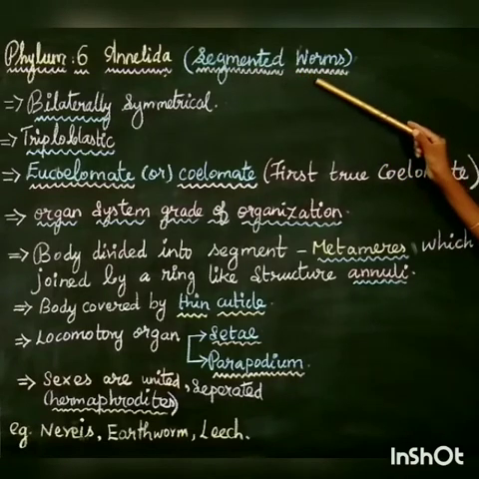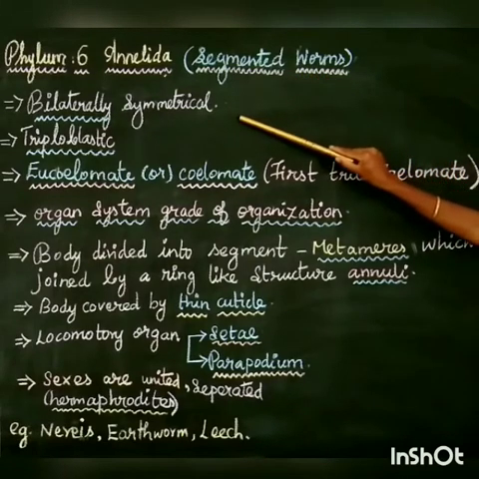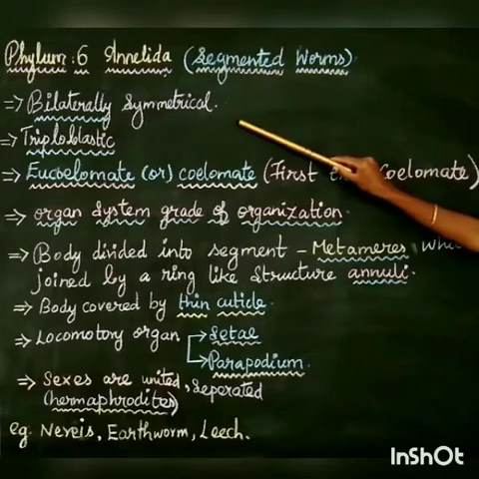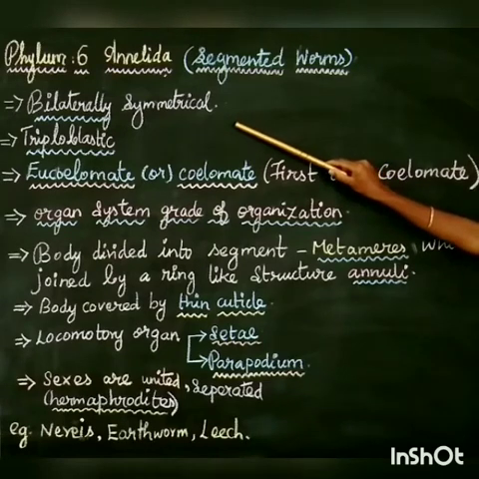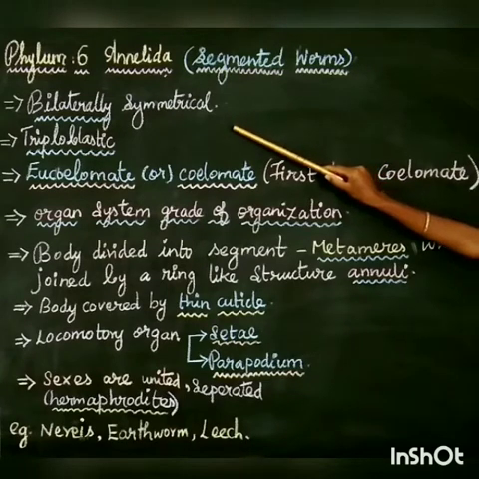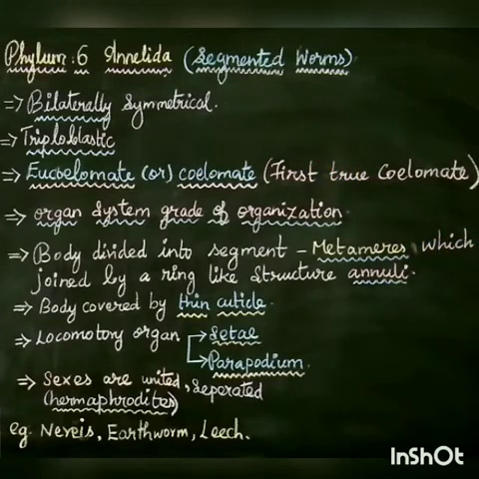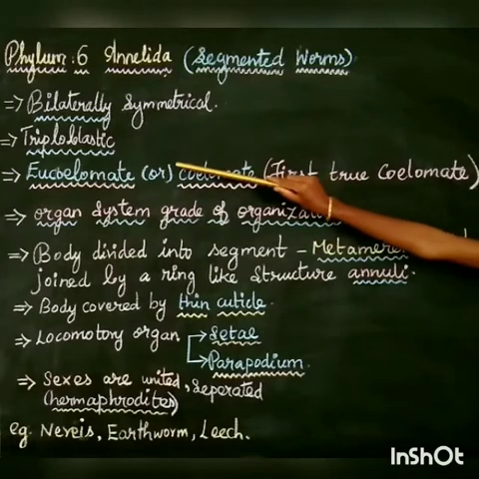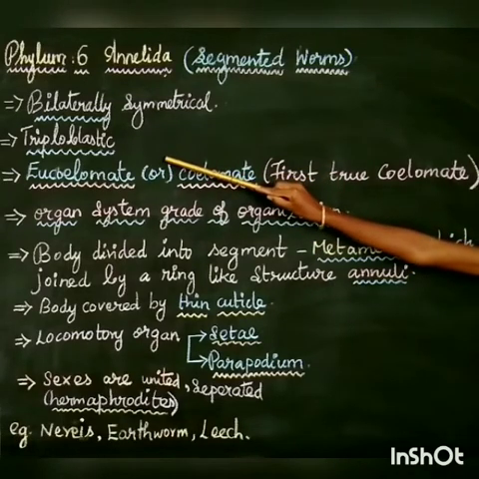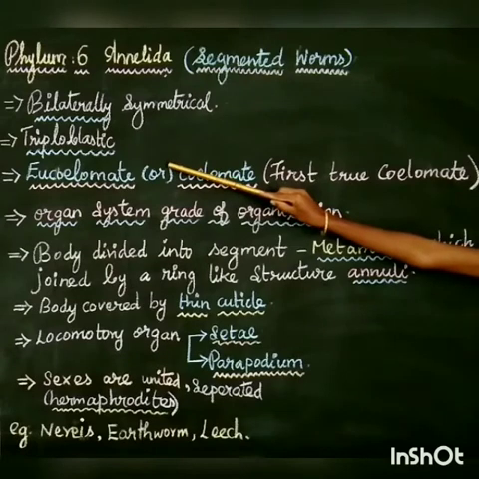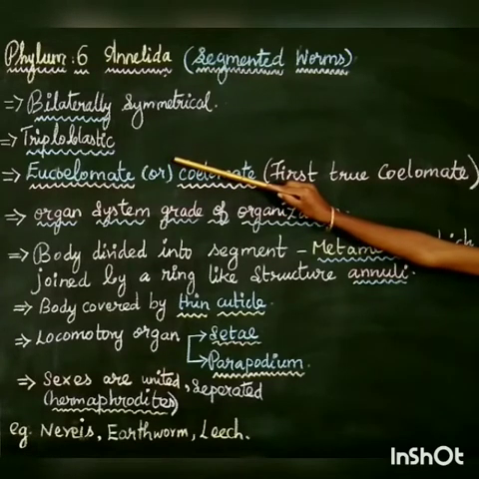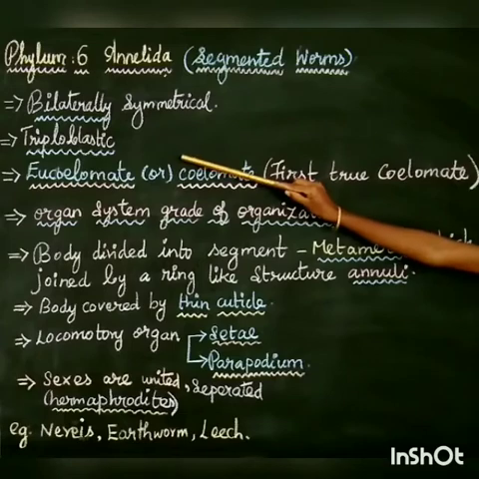Here the body is bilaterally symmetrical. When I cut through the central axis, the body is divided into a right and a left half. Then triploblastic, tri means 3, having ectoderm, endoderm and mesoderm. This phylum Annelida has a 3-layered body wall.